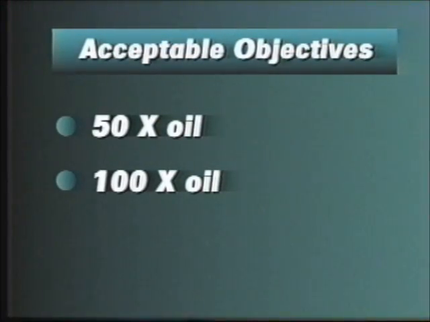Once you find a good area under low power, then you must change the objective to either 50x oil or 100x oil. If you have 50x oil, it is acceptable to perform differentials under that power. If you don't, then you must use 100x oil. If you use 50x oil, you must have the availability of using 100x oil when you have questionable cells to identify.